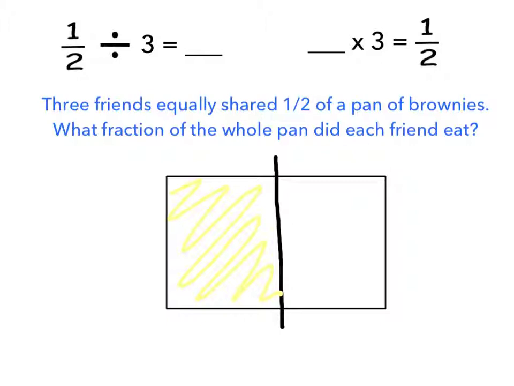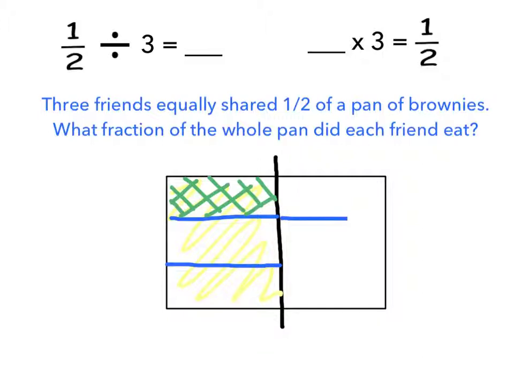I'm going to show that by breaking the half the pan of brownies into 3 equal parts. That means that each friend ate one of these size pieces, the part that I'm showing that's shaded now in green and in yellow. But how much of the whole pan is that piece? One technique to figure that out is to extend these lines across the entire pan, and now we have the same size equal pieces for the whole pan.